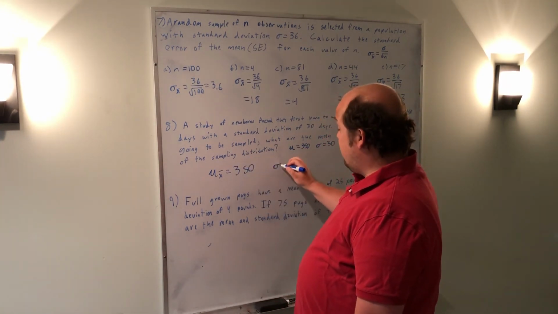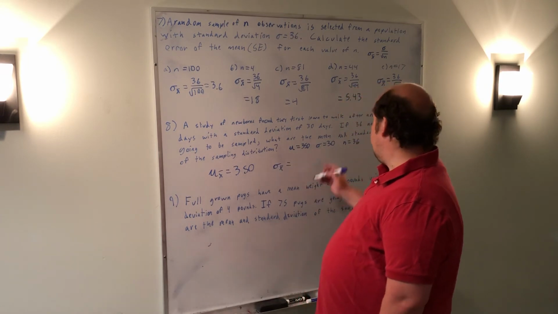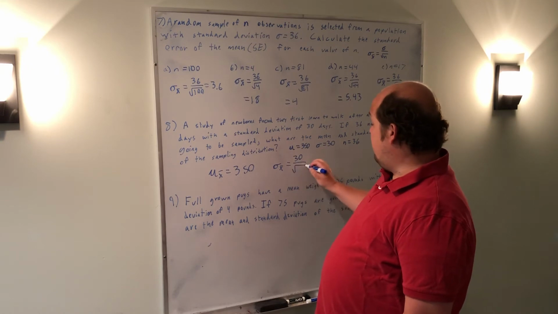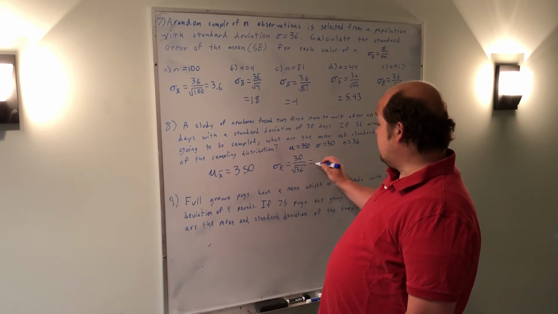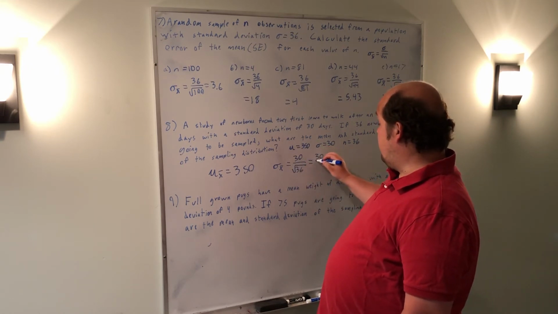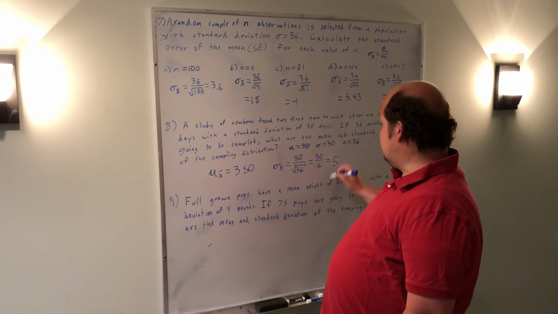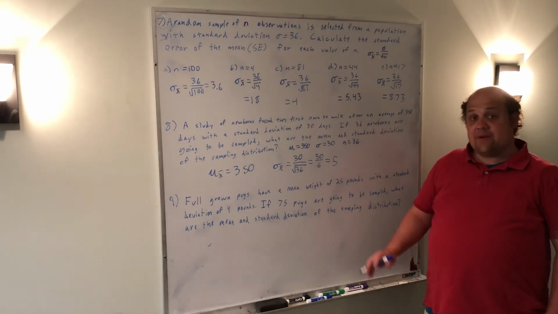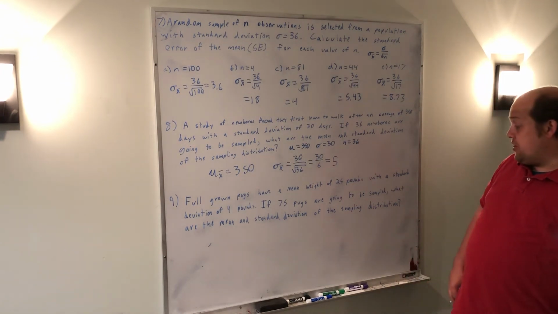The slightly trickier part, the standard error: I'm going to take the standard deviation I was given, 30, and divide it by the root of n, in this case the root of 36. So this is going to become 30 over 6, which means sigma sub x bar is 5. For number 9, same idea. I'm going to read it and pull out the information I need.